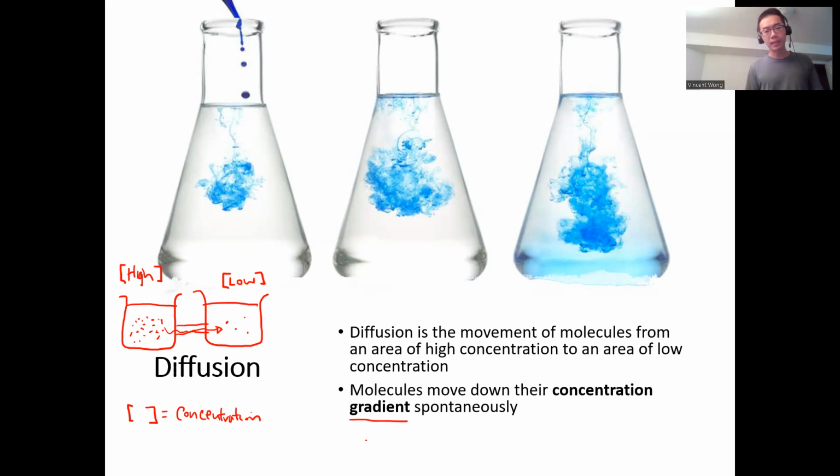A gradient is basically a difference between two points, between two areas, you can say. All right, so as long as the concentration is different between two areas, it will naturally go from high to low. Okay, one last example.